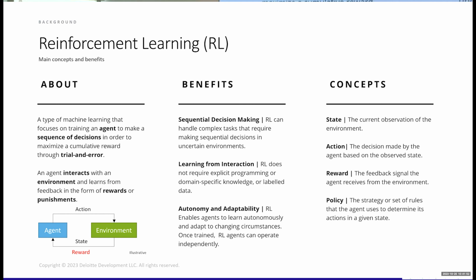Okay, so that's a general overview of reinforcement learning, just to lay down some keywords so that we won't be confused later on.